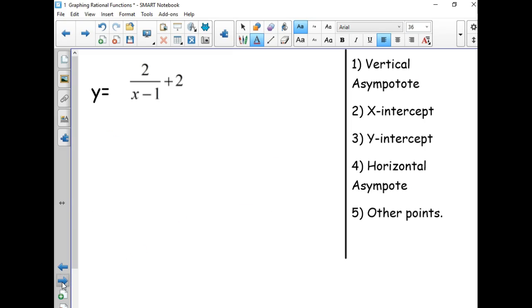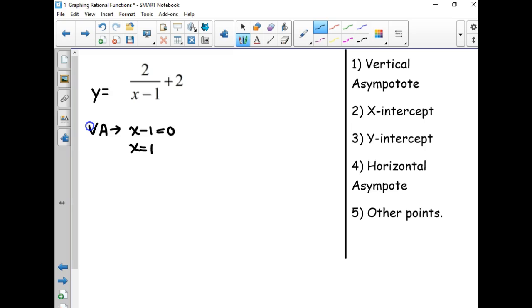Okay, so the vertical asymptotes. Step 1. How do I find the vertical asymptote? What do I need to do? Okay, I need to look at the denominator and set it equal to 0. So for the VA, x minus 1 is equal to 0. So my vertical asymptote is x is equal to 1. Okay? Ladies and gentlemen, do I need to show my work for that? No. You guys are smart enough where you know x minus 1 is equal to 0, x is 1. That's fine. This is just for purpose of notes, obviously.